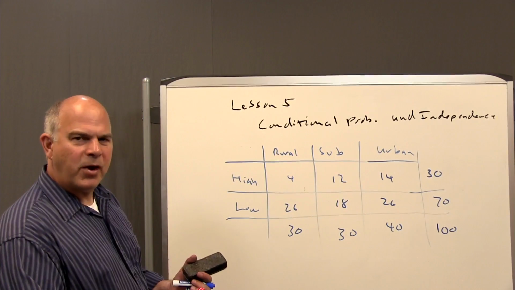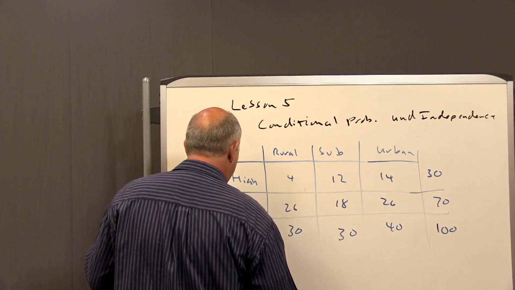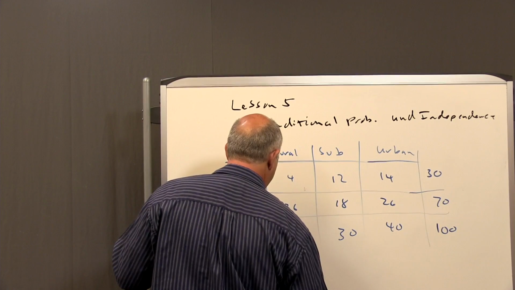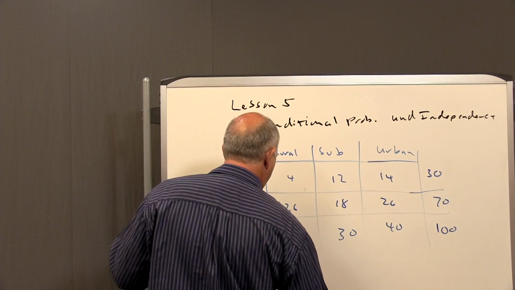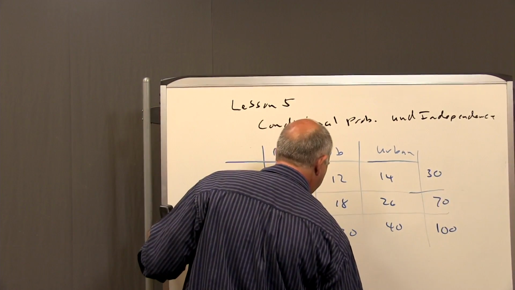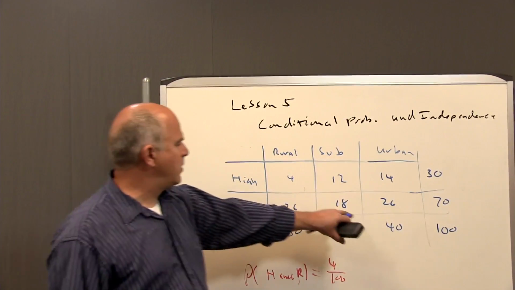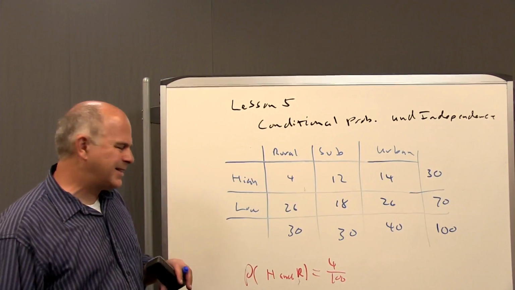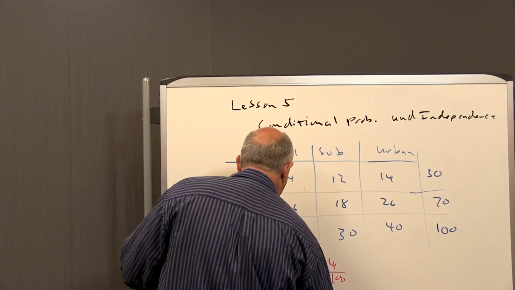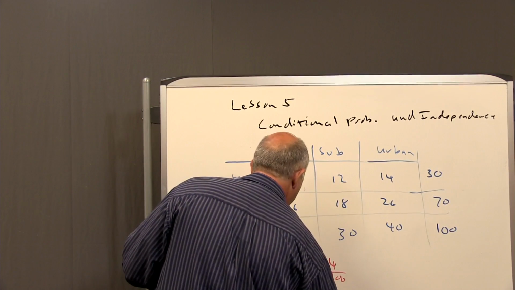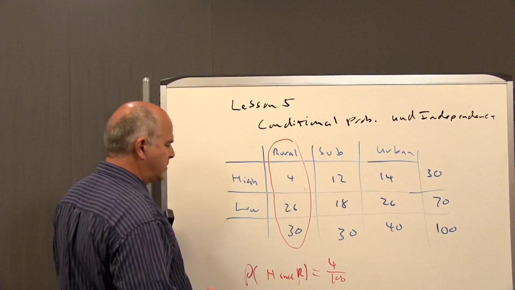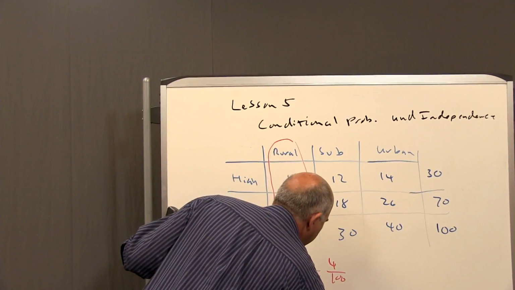So I guess that part was not important to you, but this part is. What's the probability that somebody's high income and, or intersection, rural? Well, the probability somebody's high income and rural is 4 out of 100. 4 people out of the total. There is no conditional probability here. It doesn't say given. On the other hand, what's the probability somebody's high income given that they're rural? So we restrict ourselves to just the rurals because that's the given. You restrict yourself to the given, so that's 30.